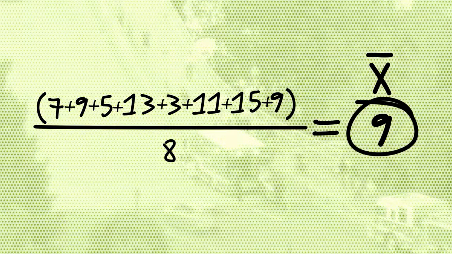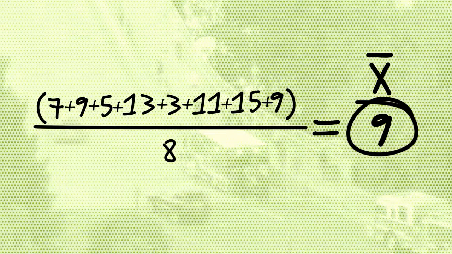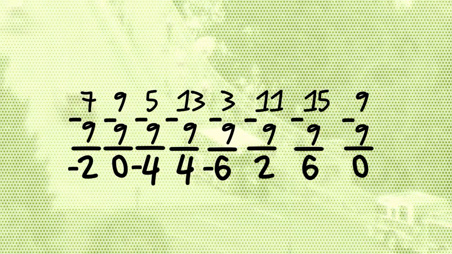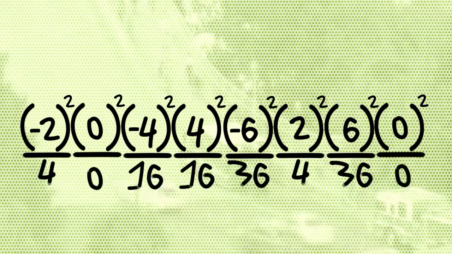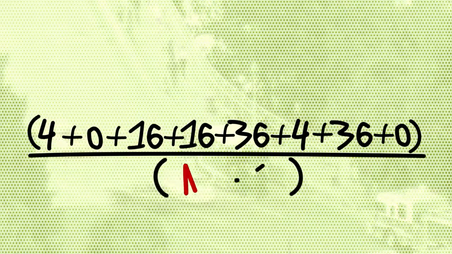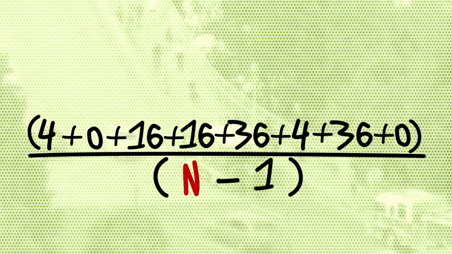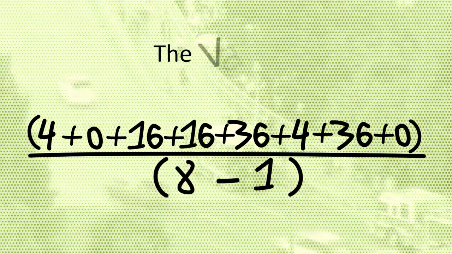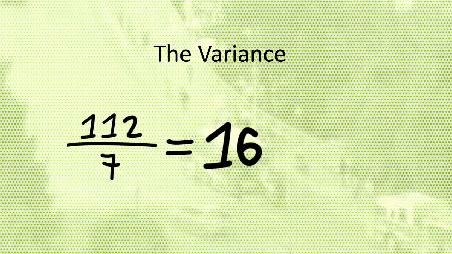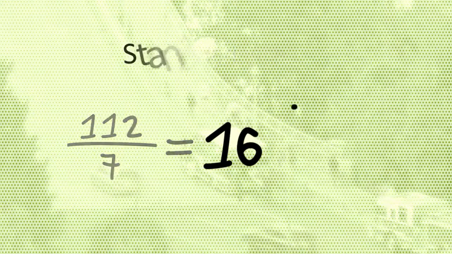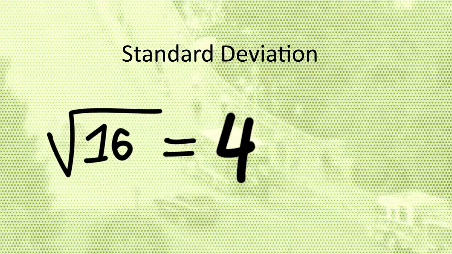Next, we would need to find the deviations from the mean, that is, the difference between each observation and the mean. Since our mean is 9, we would subtract 9 from each of our observations. As a third step, we would square each of these deviations. Next, we average the squared deviations by adding them up and then dividing them by n minus 1, that is, 1 less than the sample size. This average of the squared deviations is called the variance. The standard deviation of your variable is the square root of this variance.